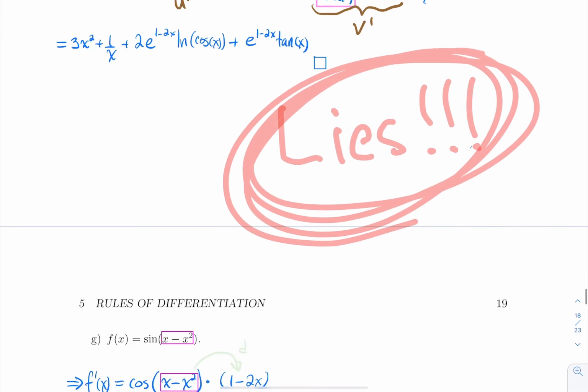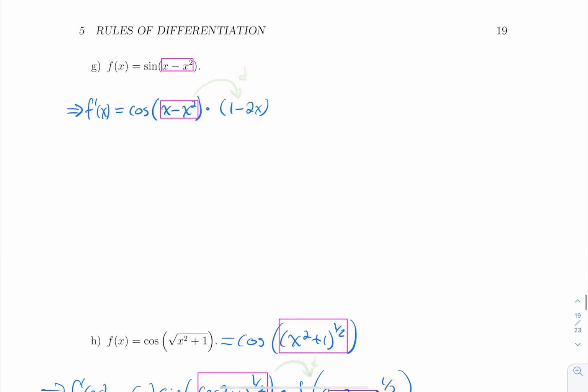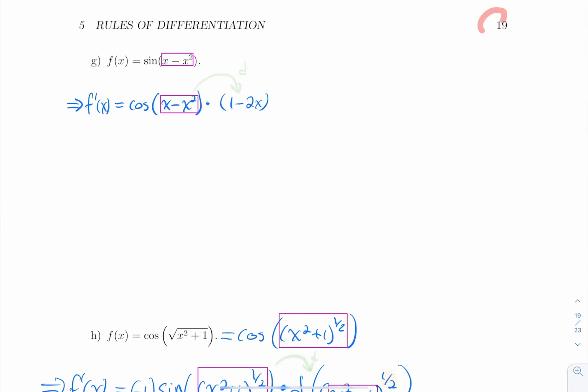Hello everyone, and welcome back to the chain rule. So now we're just going to do more examples. So let's compute the derivative of f of x, which is sine of x minus x squared. So we have a formula inside the sine function.